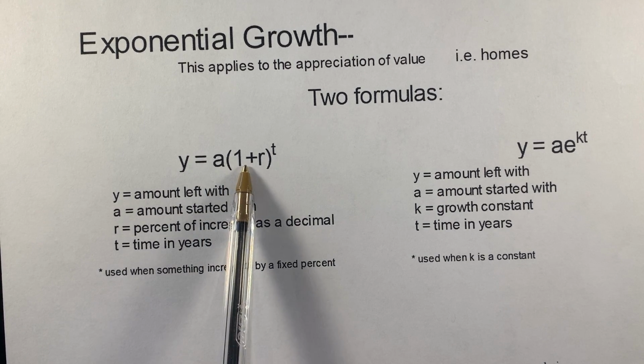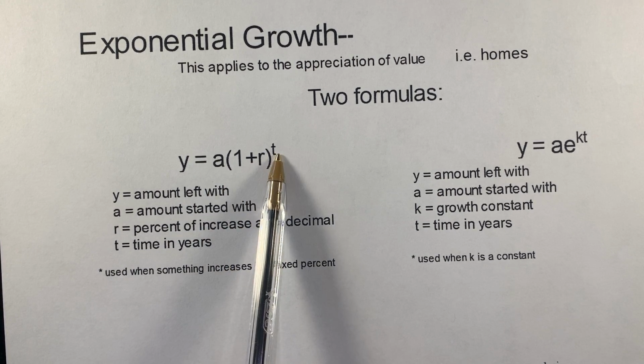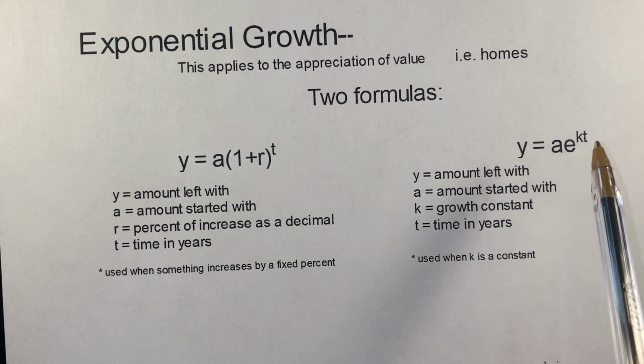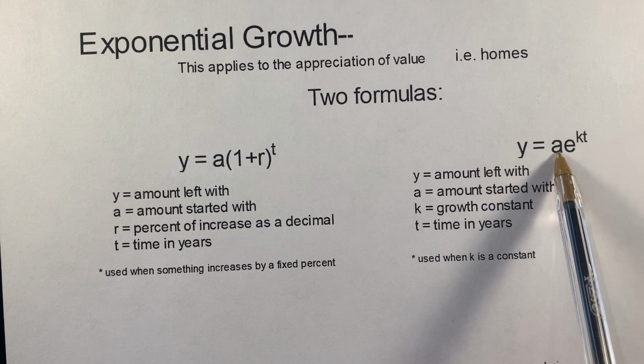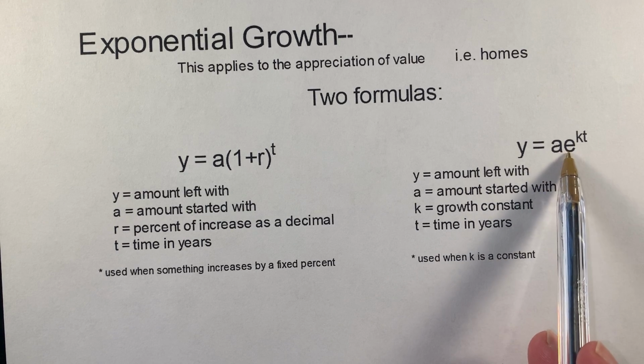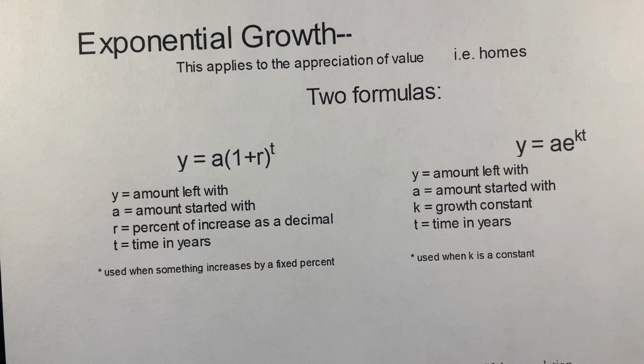Y equals a times 1 plus r to the t power, and that's when it increases by a fixed percent. And y equals a times e to the kt power, when k is a constant. This is when growth is continuous, so it's happening constantly.